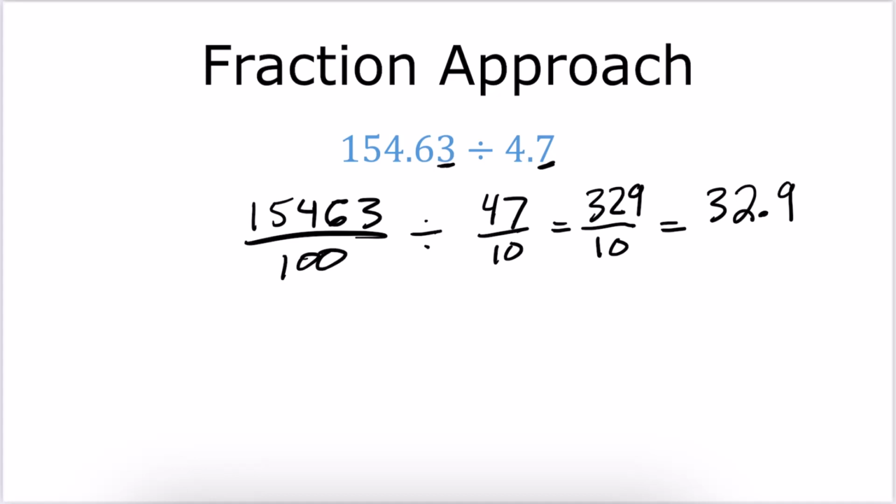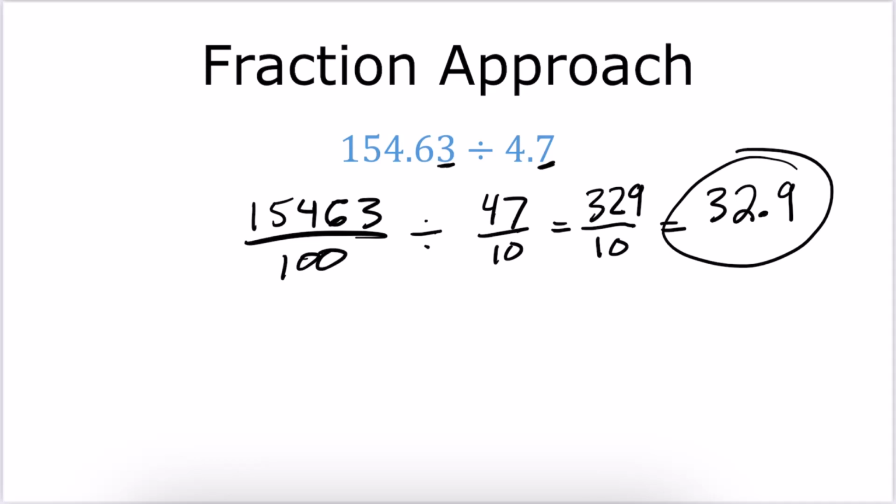And if we check this to see if this is reasonable, we could say, well, 154 is pretty close to 150, and 4.7 is pretty close to 5, and 150 divided by 5 would be 30. And so this seems like a reasonable answer because it's pretty close to our estimated answer of 30. So that's the way that the fraction approach works.